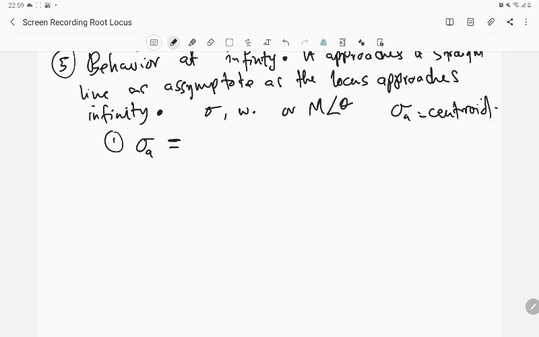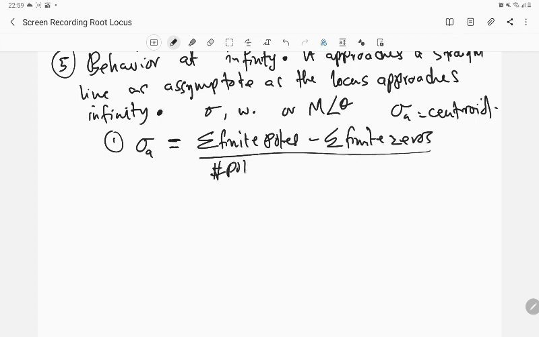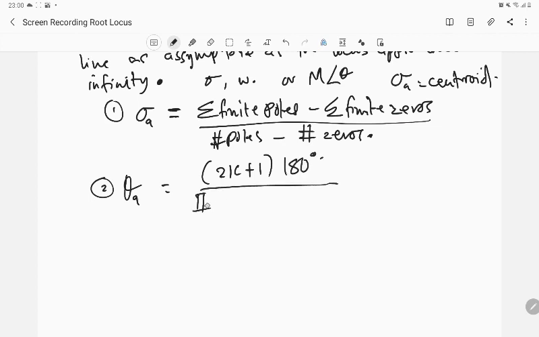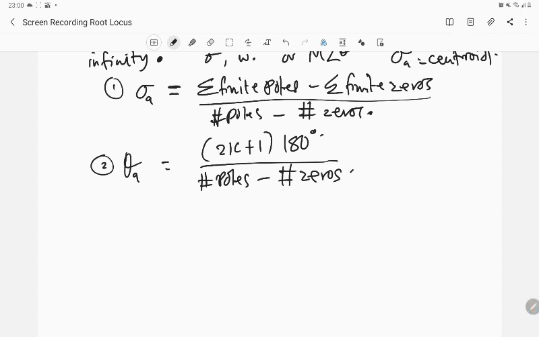And this centroid can be computed by using the expression: sum of all the finite poles minus summation of all the finite zeros, all over the total number of poles minus the total number of zeros. Okay, so that is how you plot it. And then you can find the second, which is the angle of the asymptote. The angle will be given by, as we learned, 2k plus 1 times pi, or times 180 degrees, all over the total number of poles minus total number of zeros.